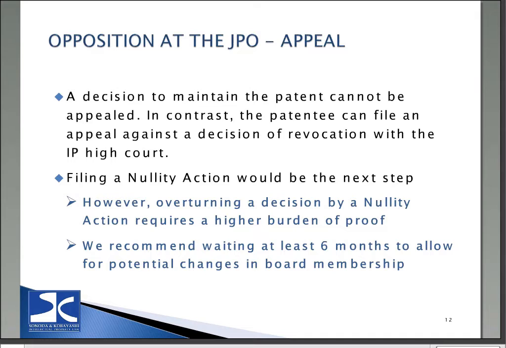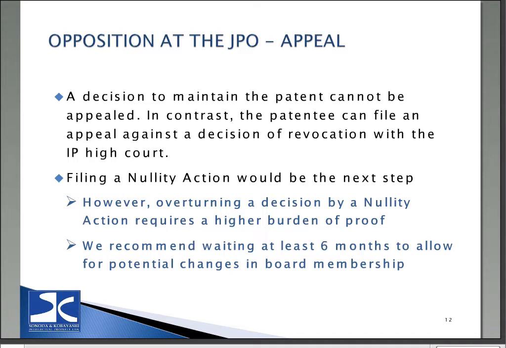So, Sunama-san, let's say the opposition is rejected, can we appeal the decision to maintain the patent? What's the situation at the JPO? Yes, what you can do depends on whether the patent is invalidated or maintained. If the decision is to maintain the patent, the opponent can do nothing, because the opponent can file a nullity action anytime. Therefore, there is no direct way to appeal and challenge the decision already made for opposition.